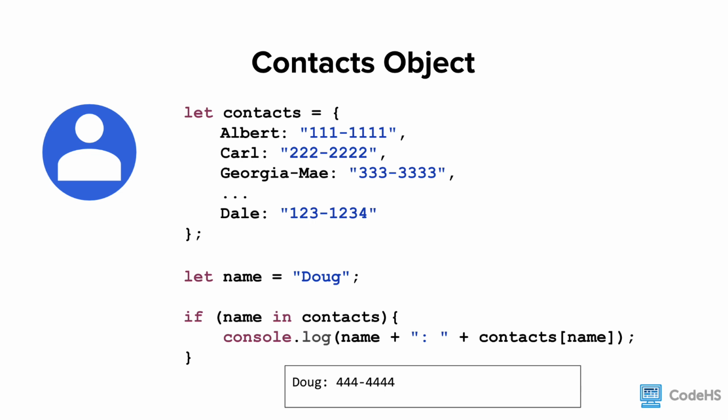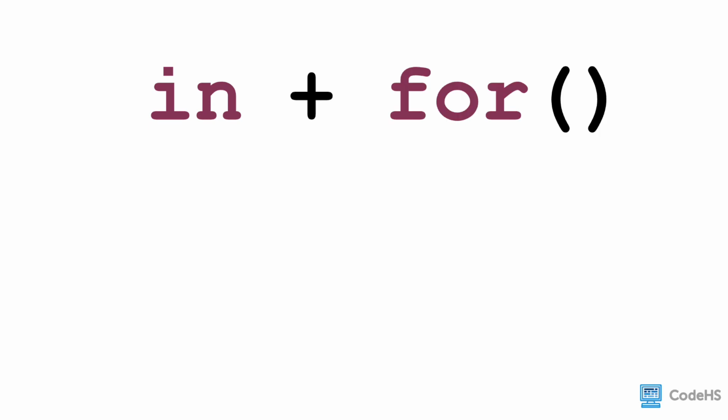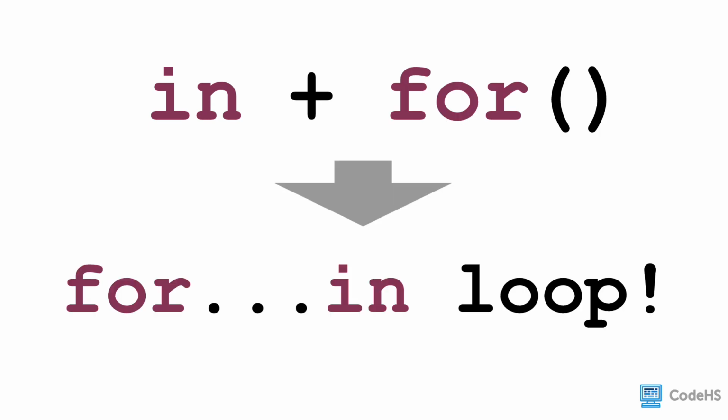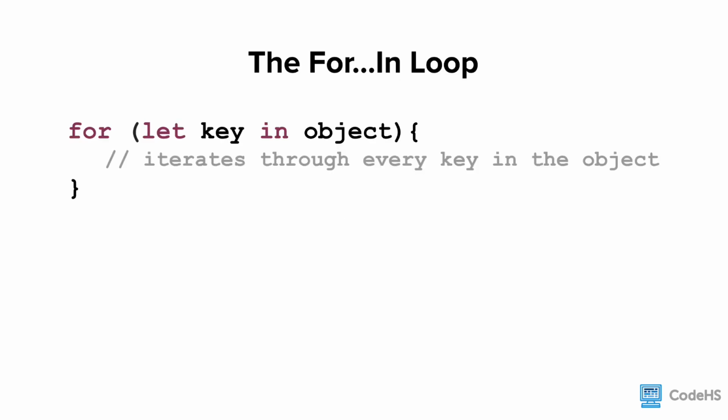Pretty simple. Here's the next question. What if we wanted to print out every key in the object? Well, if you combine the in keyword with a for loop, you get a for in loop. The structure for the for in loop looks like this. It has a similar for structure that you've seen before, but instead of an iterating variable that cycles through numbers, your variable iterates through each of the keys within the object.